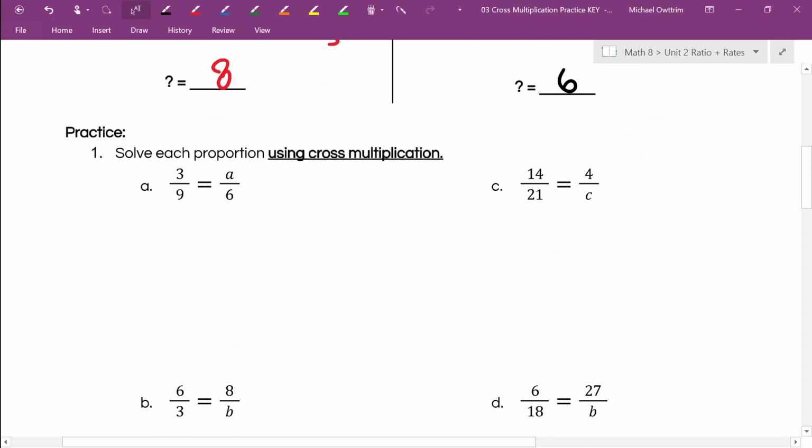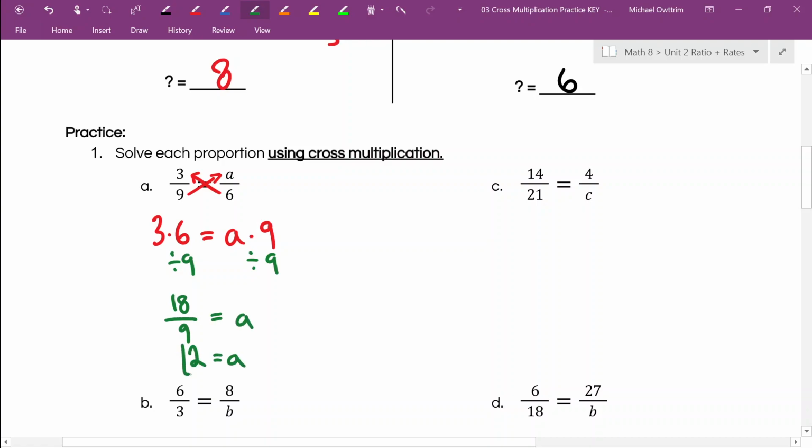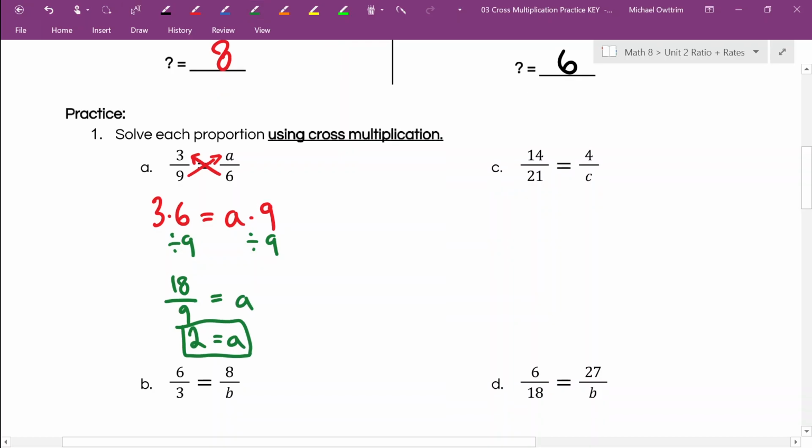Okay, we can use the same approach for all of these problems here. So we're going to go ahead and multiply the top of the left side by the bottom of the right side, so 3 times 6. And we'll multiply the top of the right side by the bottom of the left side, so 8 times 9. We're going to solve by undoing the multiplication by 9, by dividing by 9. We have 18, which is 3 times 6, divided by 9 is equal to A. 18 divided by 9 is 2, so we can say that A is 2.